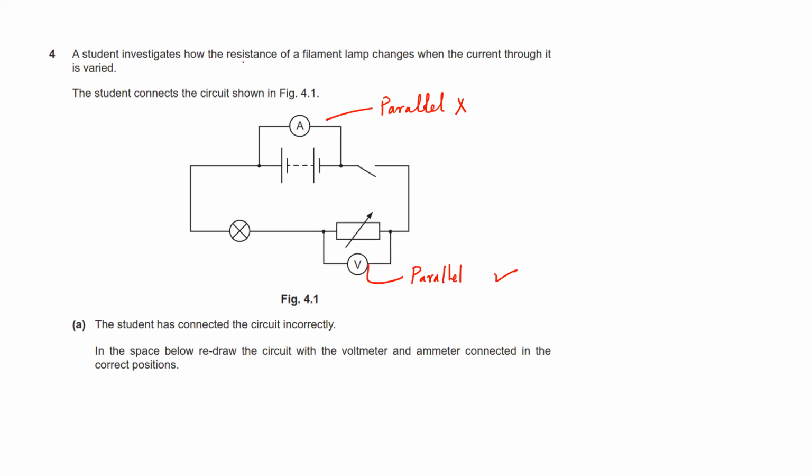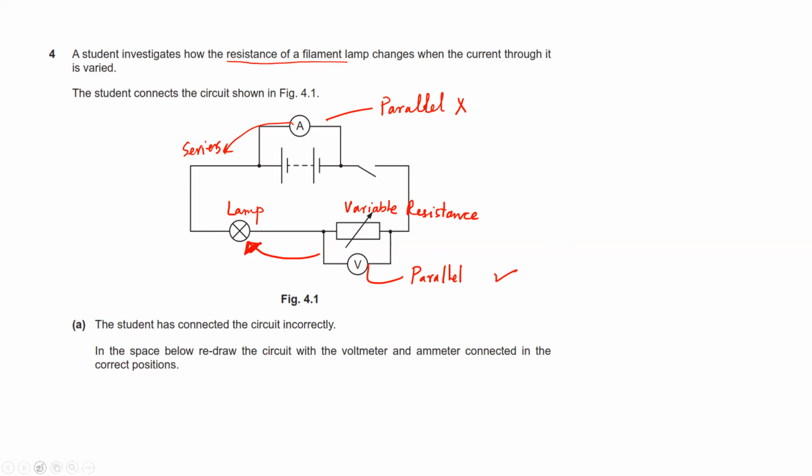So we need to find the resistance of the filament lamp. So this is your lamp. This is your variable resistance. So the voltmeter, although it is in parallel, is placed against the wrong device. It should be placed here in parallel against the lamp, and this ammeter should be in series. So the actual circuit should look something like this.